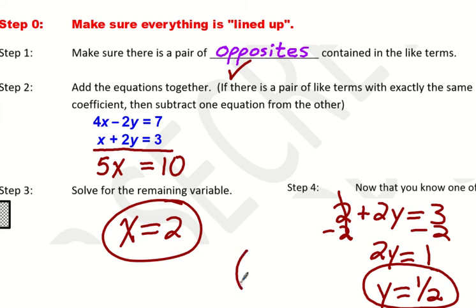And so my final answer is 2, 0.5, or 2, 1/2. And that's how the elimination method works, what I call the addition method.